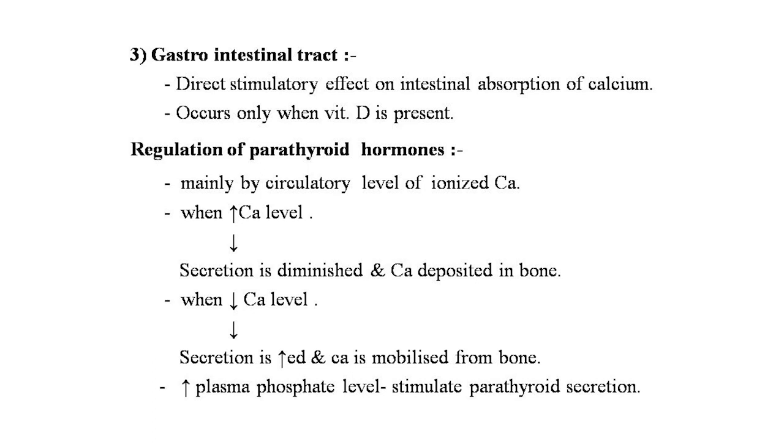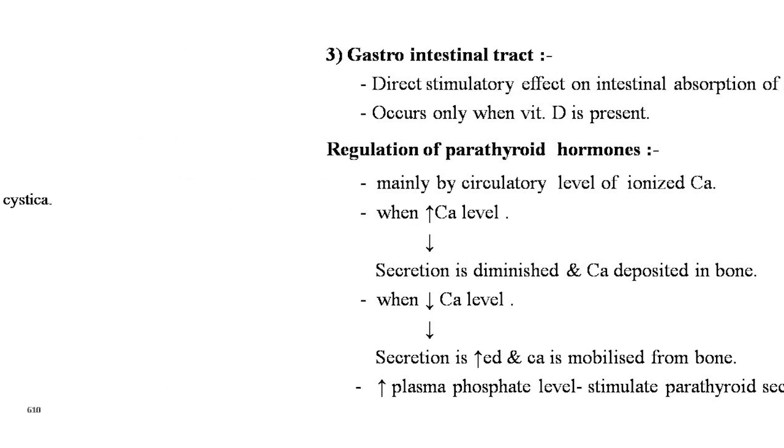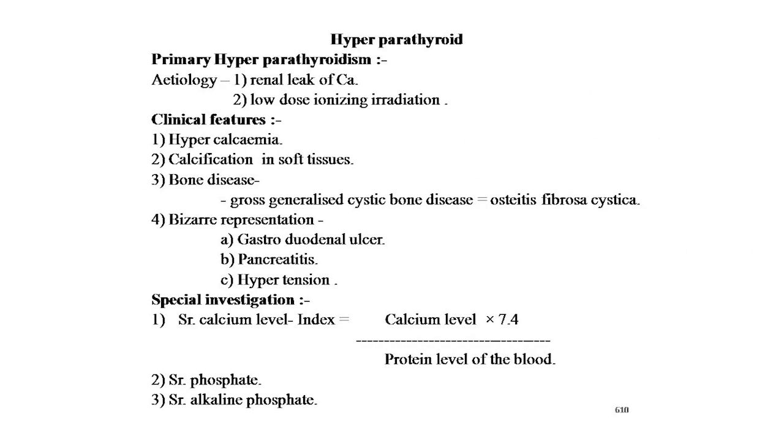Regulation of parathyroid hormone is mainly by the circulating level of ionized calcium. When calcium level increases, secretion is diminished and calcium is deposited in the bone. When calcium level decreases, secretion is increased and calcium is removed from the bone. Increased plasma phosphate level stimulates parathyroid secretion. So parathyroid hormone plays the most important role in renal function also.